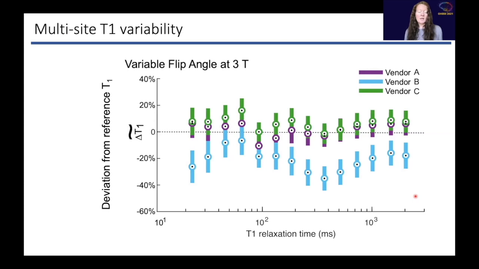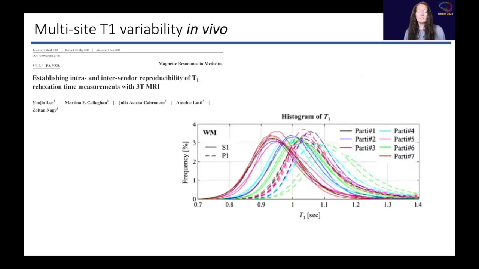One question we do get, which is a valid question, is, do these phantom measurements matter? So this study by Lee et al. did a similar assessment of white matter T1, and so this is a histogram of the measured T1 values across 7 different participants in 2 different vendor systems. So vendor 1 has solid lines, and vendor 2 has these dashed lines. And there's a clear bias in the measurement between these 2 vendor systems.